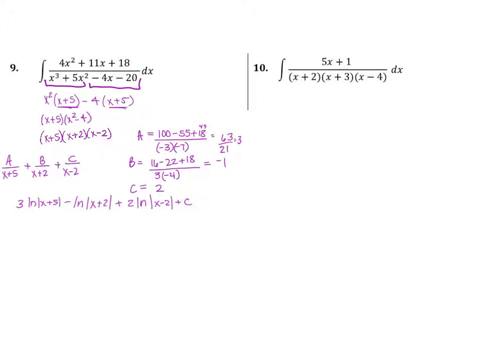The final answer for 10, you should have 1/2 times 3 natural log absolute value of x plus 2 minus 4 times the natural log absolute value of x plus 3, and then plus natural log absolute value of x minus 4, and then we have our plus C. And again, let me know if you can't get it, and we will work it out in class tomorrow.